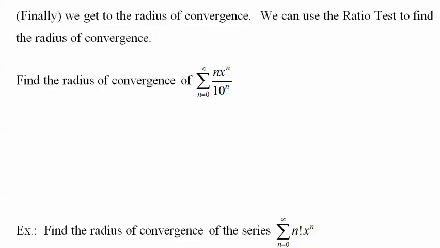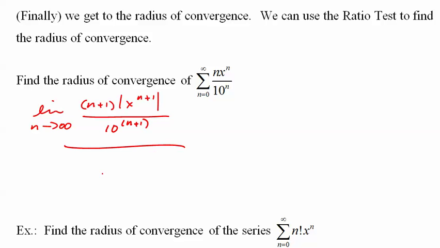So this finally gets us to radius of convergence. Here's how we do it. Limit as n approaches infinity. On top is n plus 1, x to the n plus 1, always in absolute value, over 10 to the n plus 1. I'm going to erase this. We're dividing by the n term, so I wouldn't write this down because we just flip it: 10 to the n and x to the n.